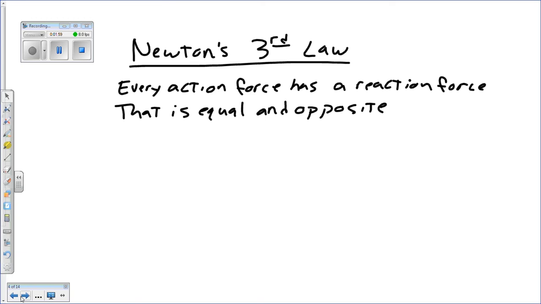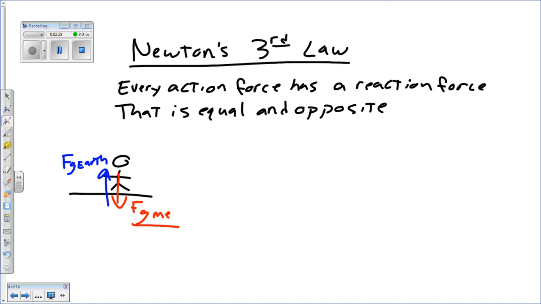Newton's third law: every action force has a reaction force that is equal and opposite. Whether you call them action-reaction forces or interaction pairs, you know how this works. So if I'm standing there, I have a force of gravity, my weight, based on the earth pulling down on me. Well, if the earth is pulling down on me, I have to pull back on the earth with an equal and opposite force.